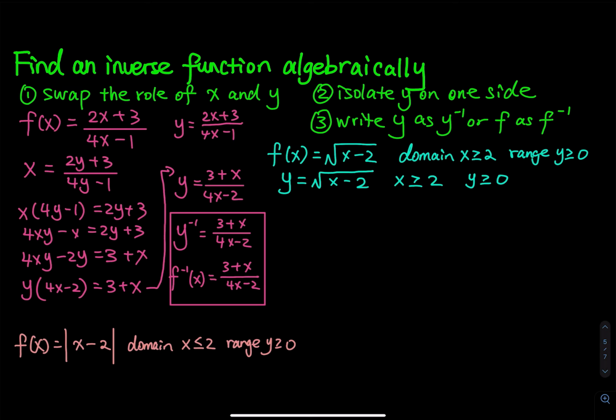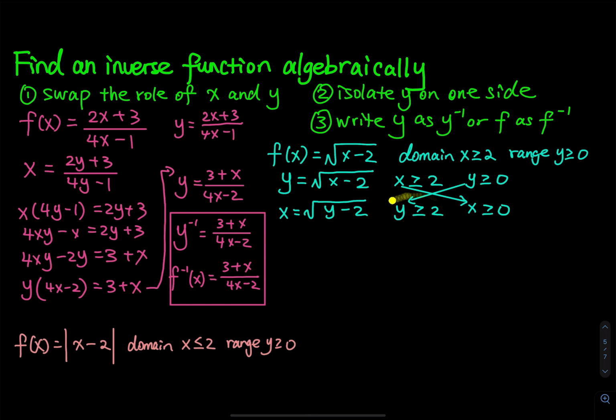So now we start the process, swap x and y. So we have x equals the square root of y − 2. So now you swap the roles of x and y. So this time becomes y greater than or equal to 2 and x greater than or equal to 0. You have to switch x and y. Another way to think about this is the domain of f is the range of f inverse, and the range of f is the domain of f inverse.